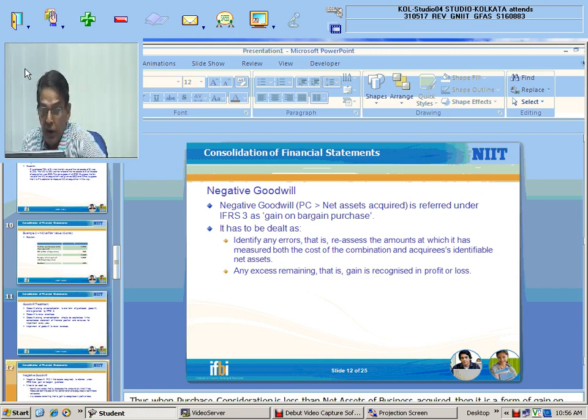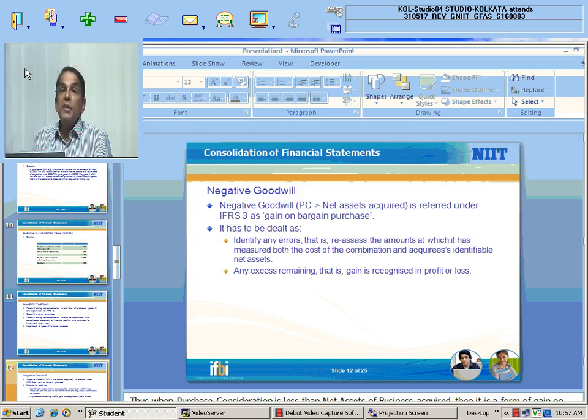Thus, when purchase consideration is less than the net assets of the business acquired, it is a form of gain on purchase. It will be treated as a gain in profit and loss. In a real scenario, when the business acquired is sick, we come across negative goodwill or gain on bargain purchase, particularly when company A is acquiring another company B and paying a purchase consideration less than the fair value of the net assets of the company.